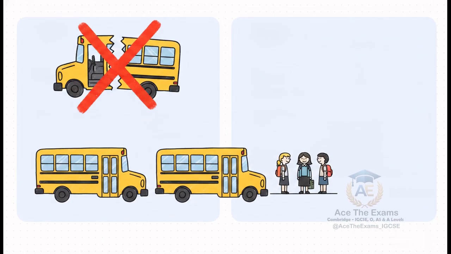Think about it. If you're organizing a school trip for 230 students and a large bus holds 52 students, standard division gives you 4.4 buses. That doesn't help anyone. You can't exactly hire 0.4 of a bus.